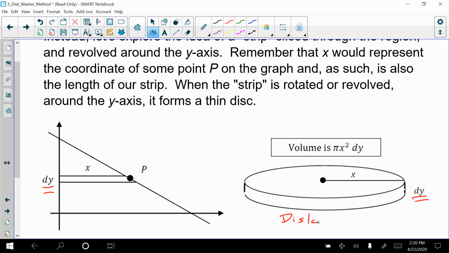In this case we're looking at a disk where the volume of the disk is going to be pi times the radius squared. And so essentially this is going to be a cylinder shape. So the volume of the cylinder is pi times the radius squared times the height, where in this case, the change in y is the height and x is the radius. And that's how we get the equation that we have in our little boxed rectangle there.